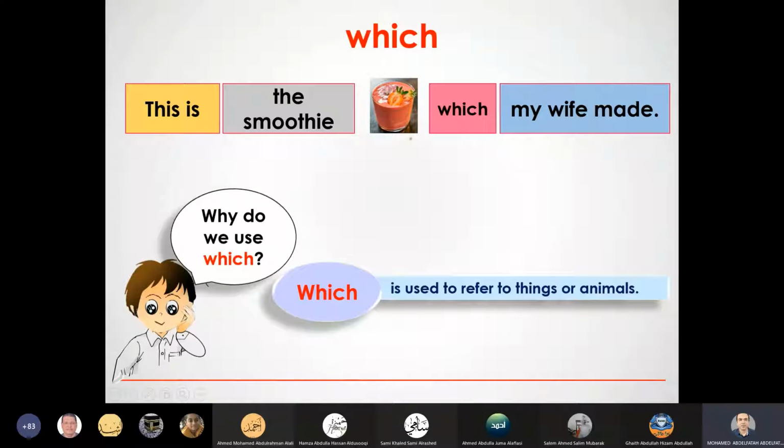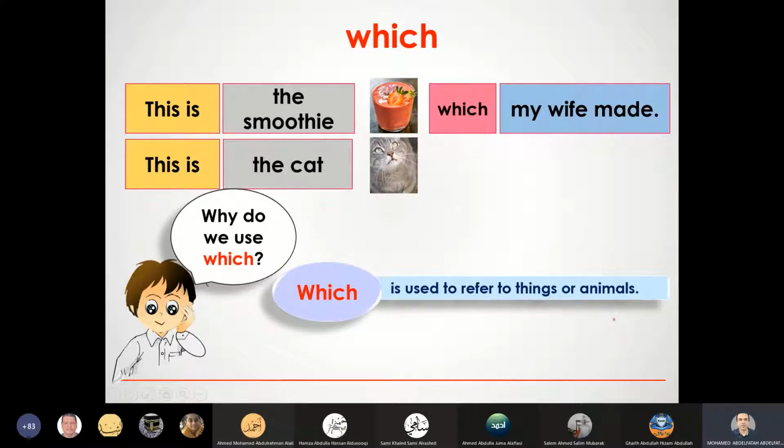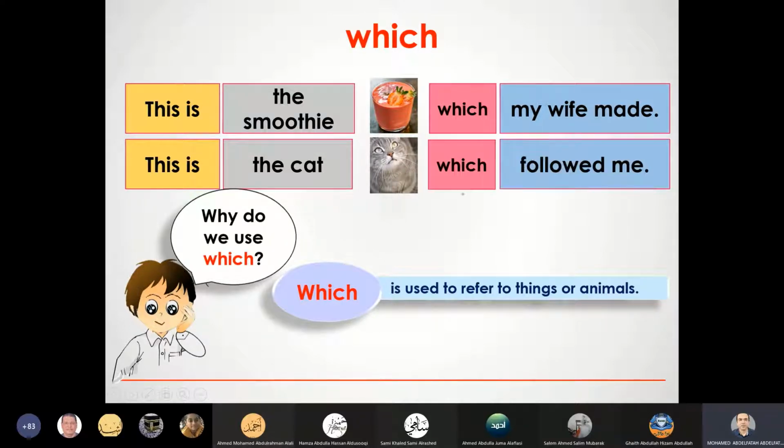Here you can see the smoothie, and the smoothie is a thing. What about the animals? Let's have an example. This is the cat who, or this is the cat which? Of course, the answer is which. Why? Because here you refer to an animal. The cat is an animal. Here you have to use the relative pronoun which. This is the cat which followed me.